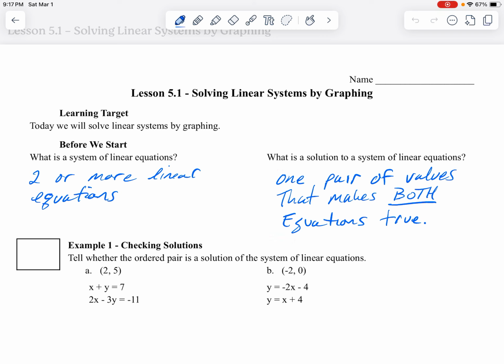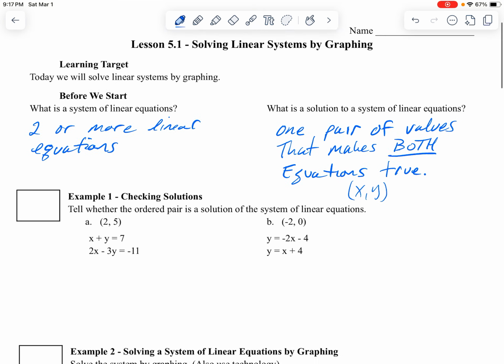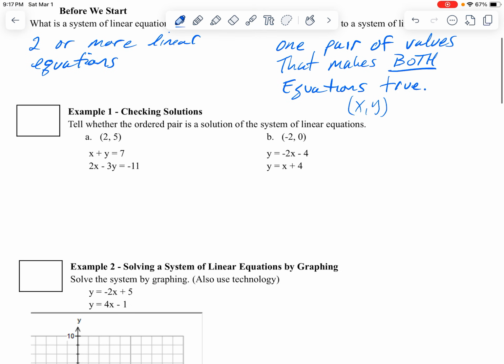So what I mean by that is finding x comma y. So finding one pair of x and y values that will make both equations true. This will make a lot more sense once we just do this here in a second. So first thing we can do before finding solutions is we can just check solutions. So if I give you this 2 comma 5 and ask you, is it a solution?